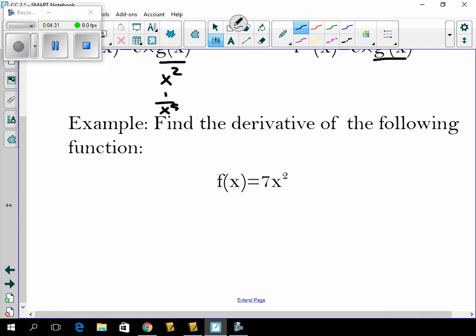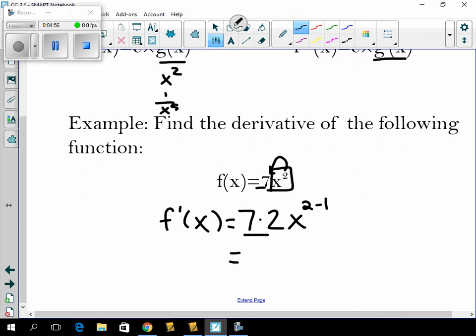So f of x equals 7x squared. So x squared, that's my g of x. 7 is my constant. So when I take the derivative of 7x squared, I'm going to keep the 7, and then I'm going to take the derivative of x squared. So again, I'm going to bring down that 2. So 7 times 2 times x to the 2 minus 1. So this derivative looks like 7 times 2 is 14 times x to the first power, which is just x. So all I'm going to do is multiply the derivative of my function x squared times 7.